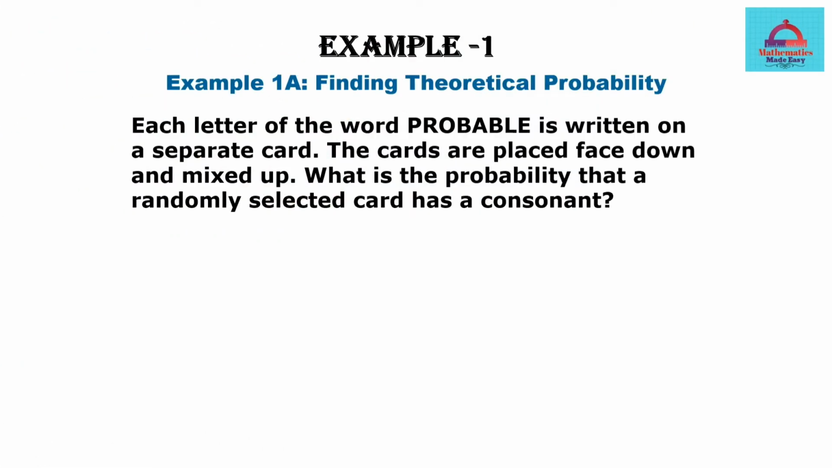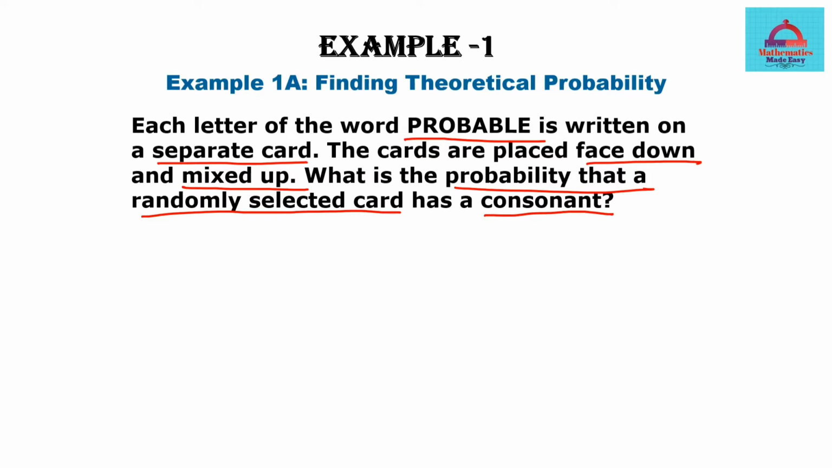First example where you have to calculate the theoretical probability is this one. Let me read out the question. Each letter of the word probable is written on a separate card. The cards are placed face down, so you can't see which letter is coming up, and it's all mixed up. What is the probability that the randomly selected card has a consonant?